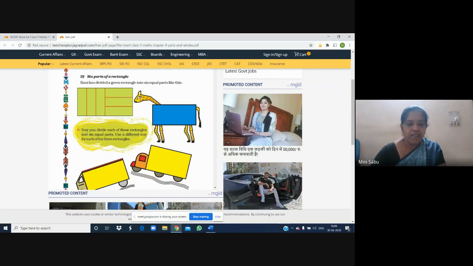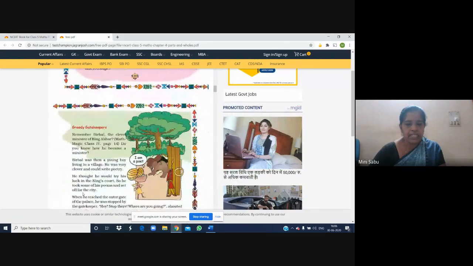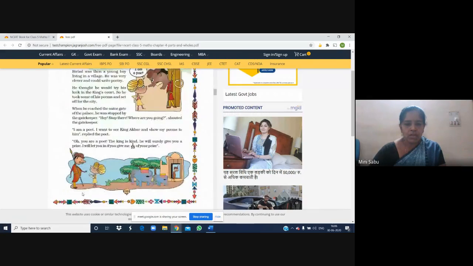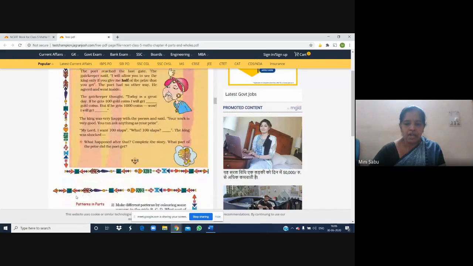Okay, now divide each of these rectangles into 6 equal parts. Use a different way for each of the 3 rectangles. Here 1, 2, 3 rectangles are given to you. This one, and this one. Okay, and you can divide this rectangle into 6 equal parts in a different way. I know you are able to do all this. You can do it yourself. Okay, now this is a story, a very interesting story. You can read this story and enjoy it, and you will be able to understand it.